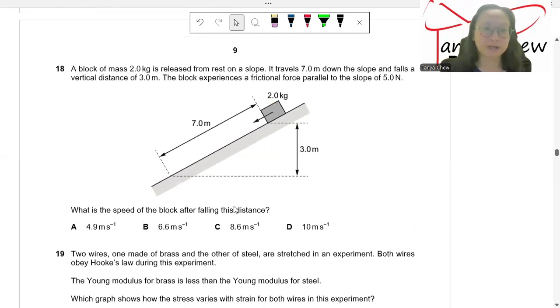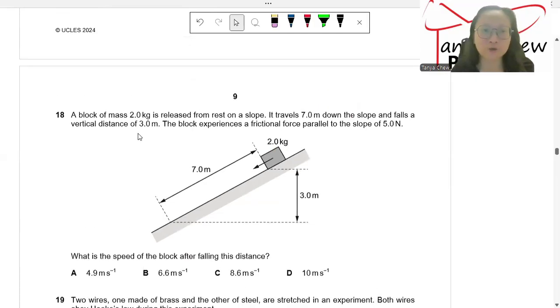Question number 18. A block of mass 2 kilogram is released from rest, u equal to 0. It travels 7 meter down the slope and falls a vertical distance of 3 meter. The block experiences a frictional force parallel to the slope of 5 Newton. What is the speed of the block after falling this distance? I'm going to use the principle of conservation of energy. So total initial energy must be equal to total final energy.